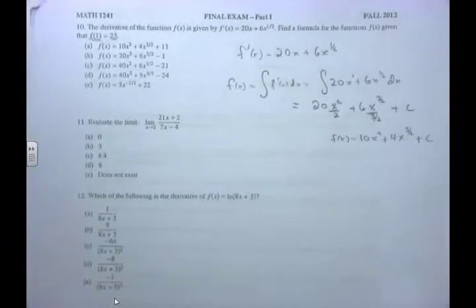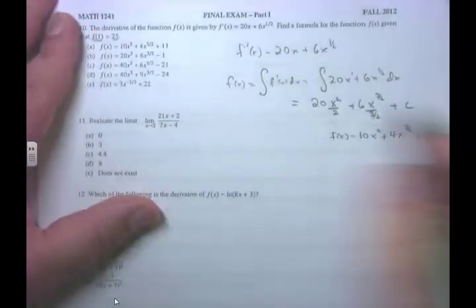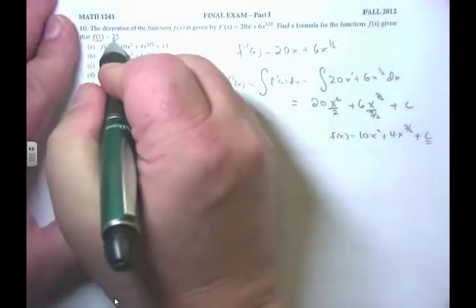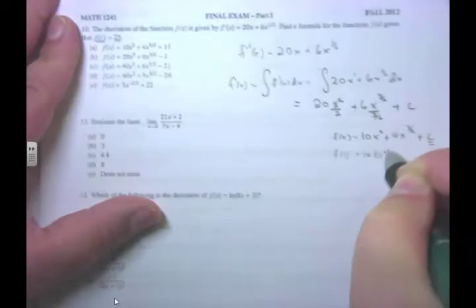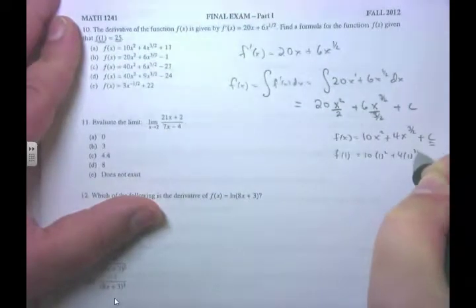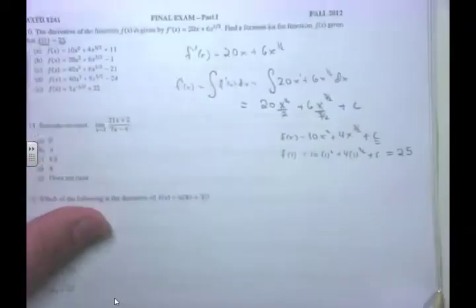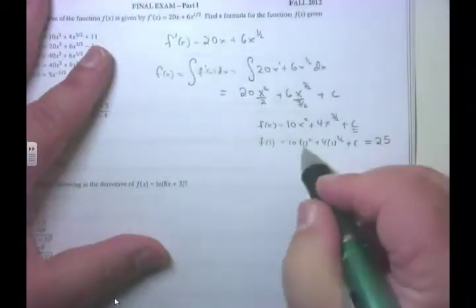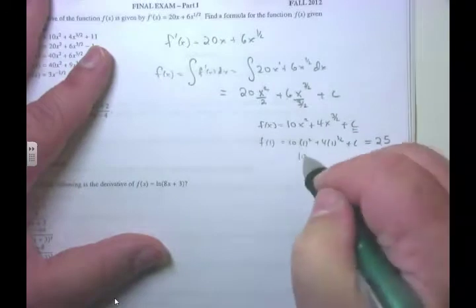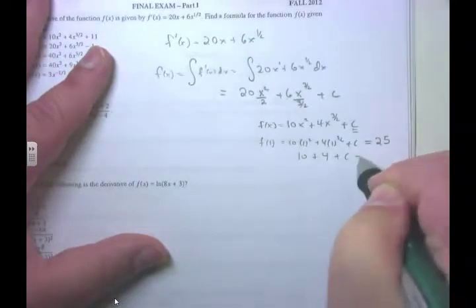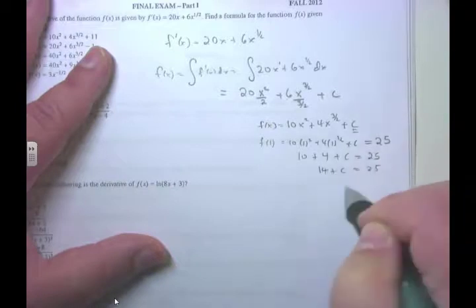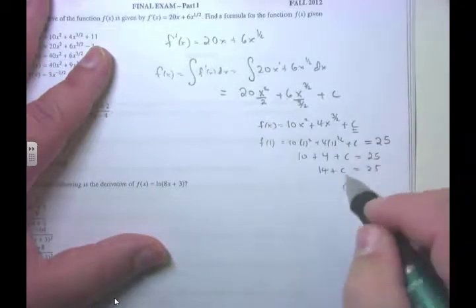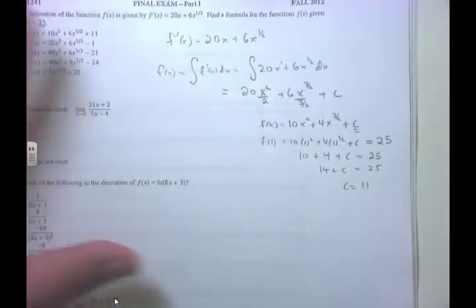Now, keep going. I got to figure out what c is. F of 1 is equal to 25. So that means when I plug in 1, that'll be 10 times 1 squared plus 4 times 1 to the 3/2 plus c. That's supposed to be equal to 25. So, 1 to any power is 1, so this is 10 plus 4 plus c equals 25. 14 plus c equals 25. That makes c equal to 11.